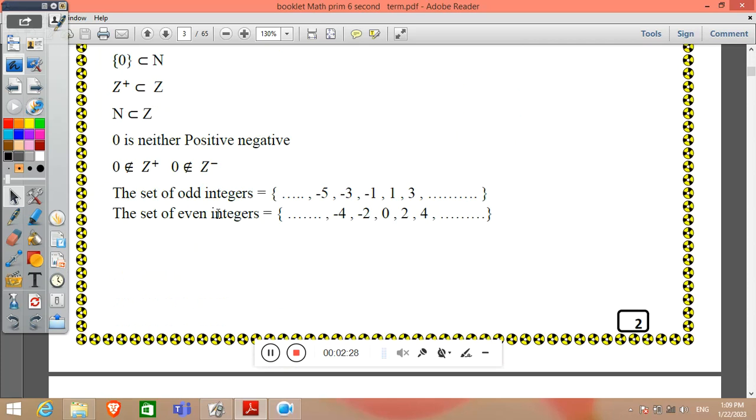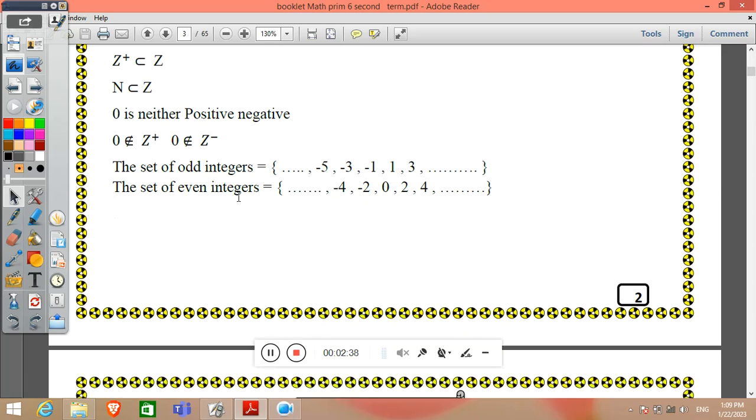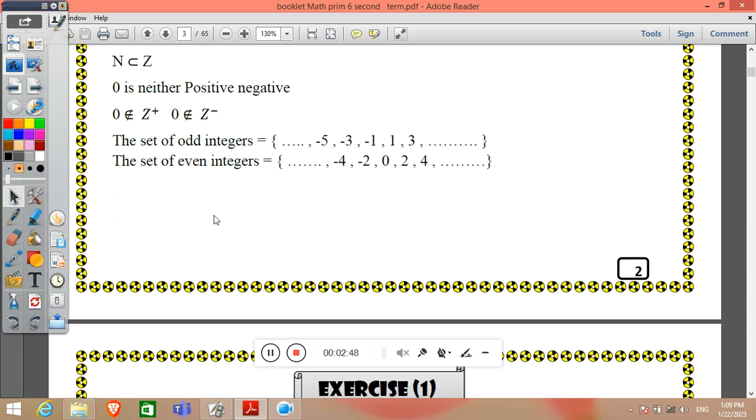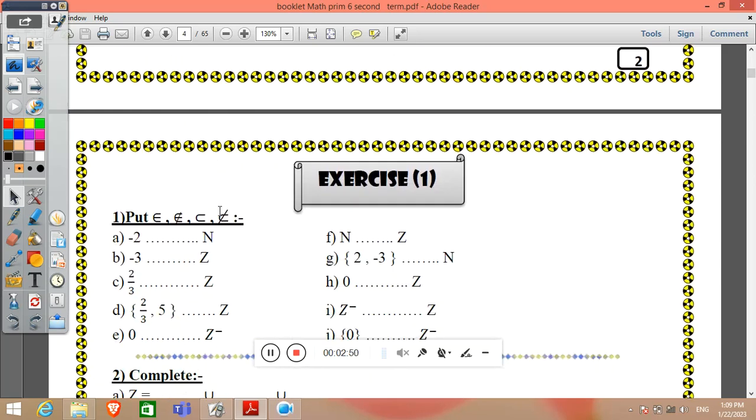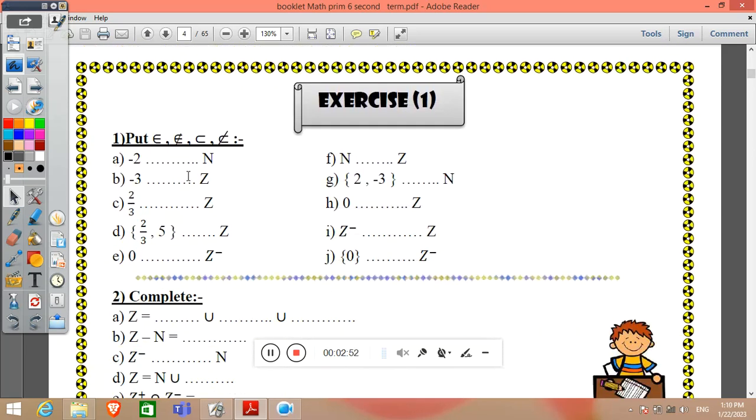The set of odd integers are the odd numbers, whether they are positive or negative. So 1, 3, 5 and so on, and -1, -3 and -5. The set of even integers is the same. The even numbers, whether they are positive or negative. So 0, 2, 4, 6, 8 and -2, -4, -6 and so on. Okay, now let's solve some exercises on the lesson.